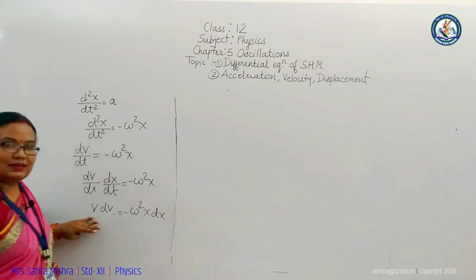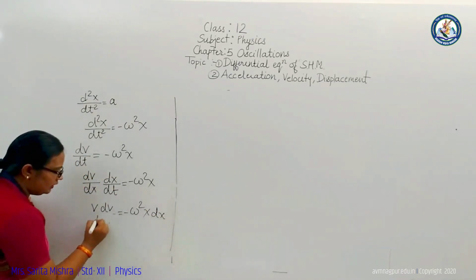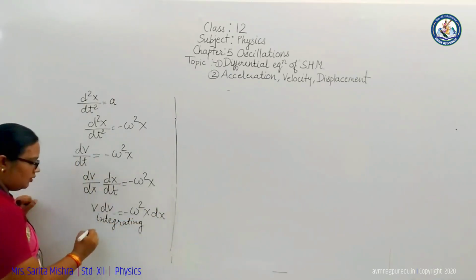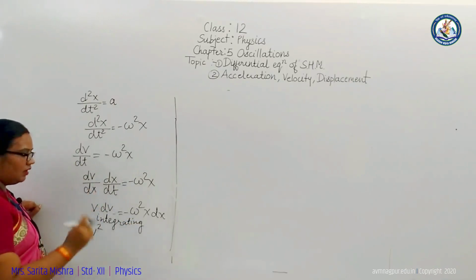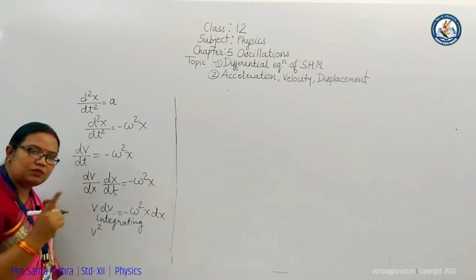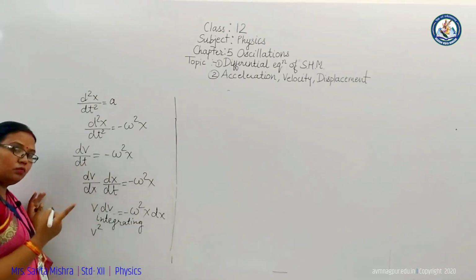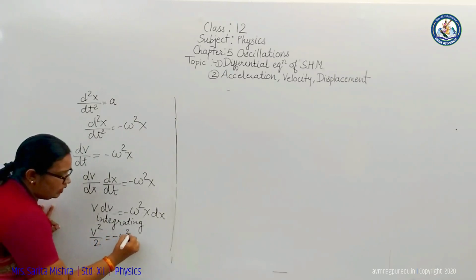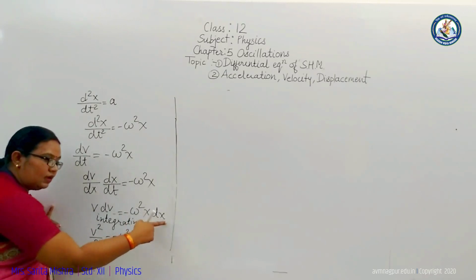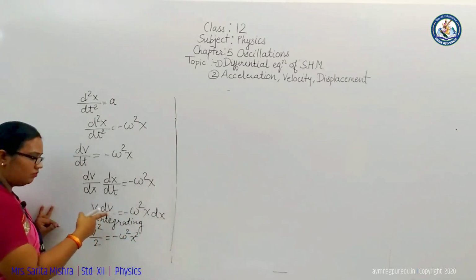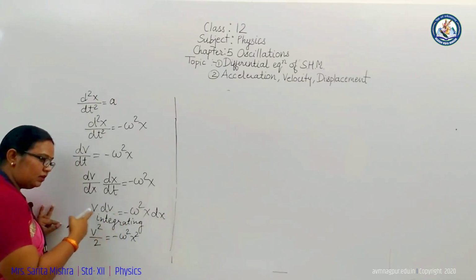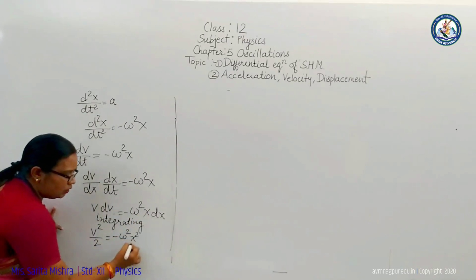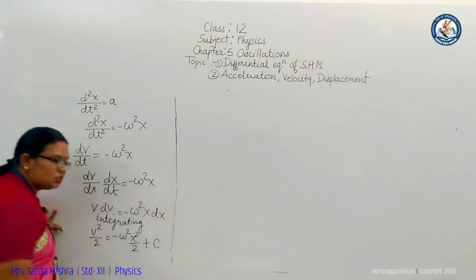Now let's integrate this expression. As the power is 1, for integration we know that x raised to power n integrates to x raised to n plus 1 divided by n plus 1. Using that formula, v square by 2 equals minus omega square, with variable x here and variable v on the other side, so whatever the variable is, we integrate that. So minus omega square as it is times x square by 2, plus the constant of integration c.